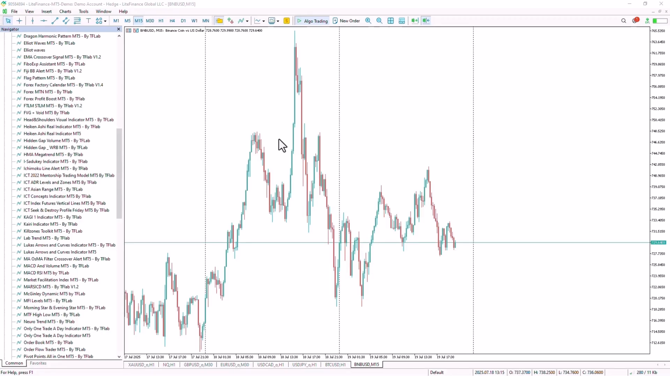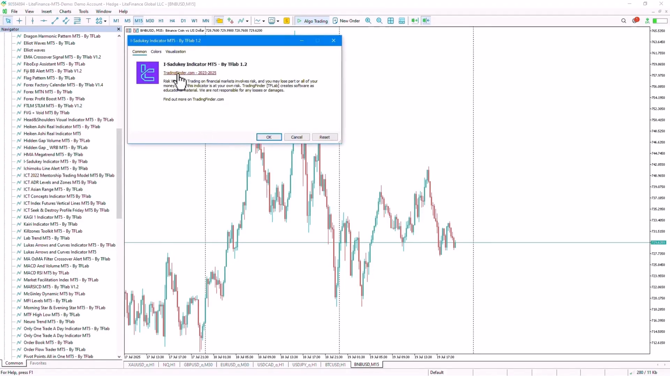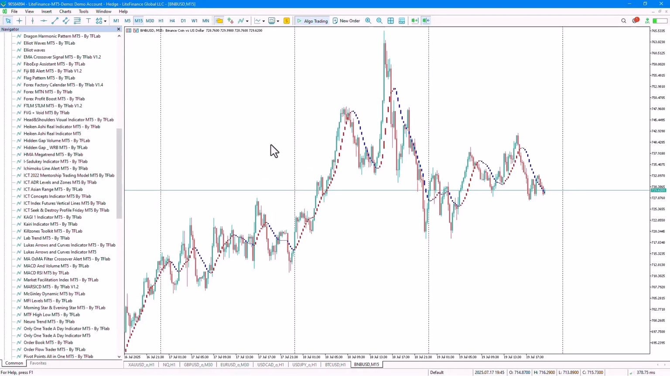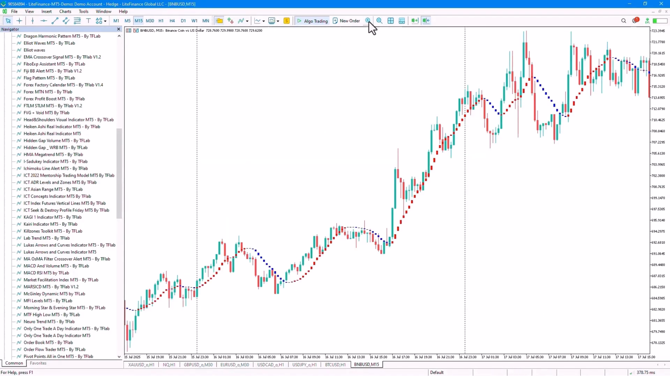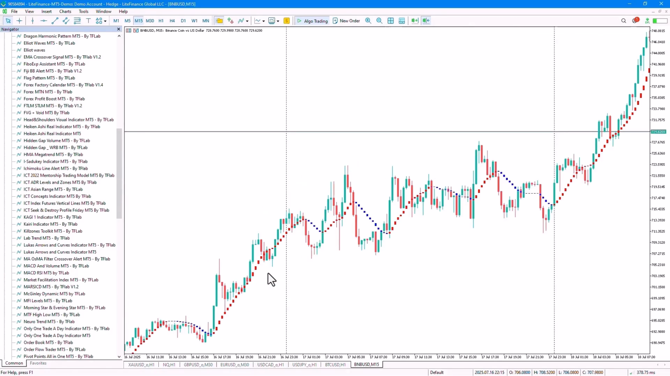From the Navigator section, we select the indicator file, and by dragging the file onto the chart, we run the indicator. Once the indicator is running on the chart, it starts displaying bullish and bearish trends within the market.